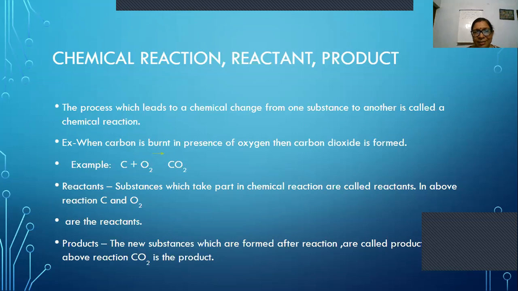Now, reactant. Substances which take part in chemical reaction are called reactants. In the above reaction, carbon and oxygen are the reactants. Product, the new substances which are formed after reaction are called products. In the above reaction, CO2 is the product. I think it is clear.